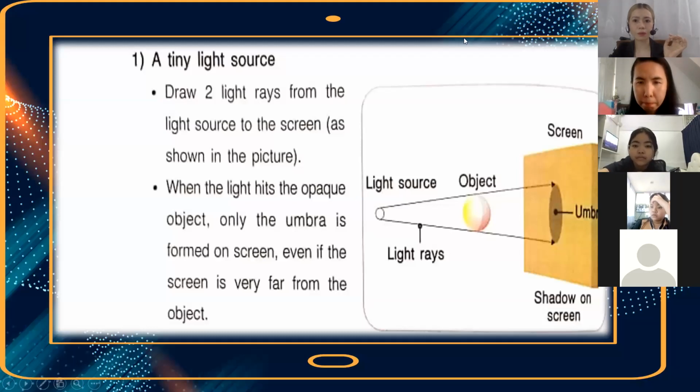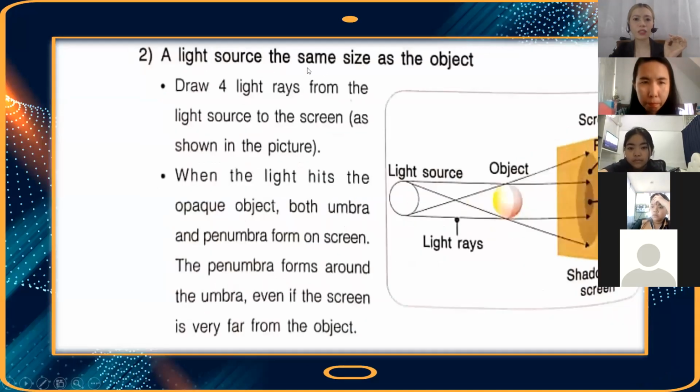Number two, a light source the same size as the object. What if the light source and the object have the same size? Look at the screen. How many shadows can you see? Two. There are two shadows. Now, for number two, you can see the umbra and penumbra.